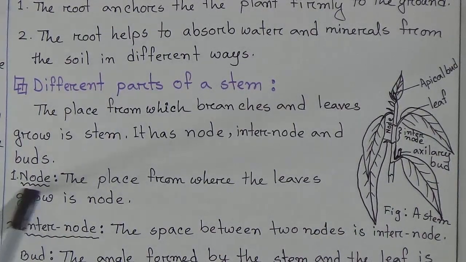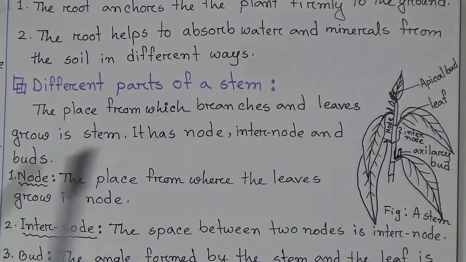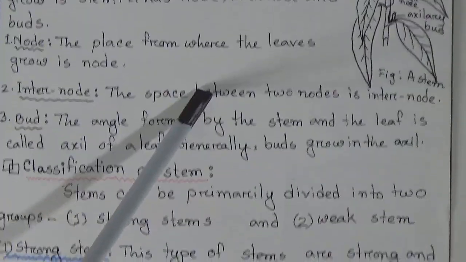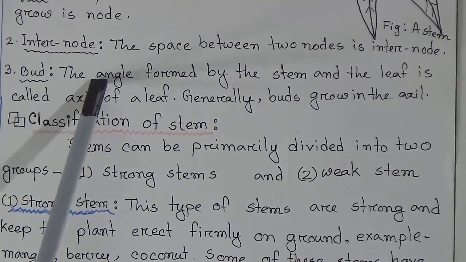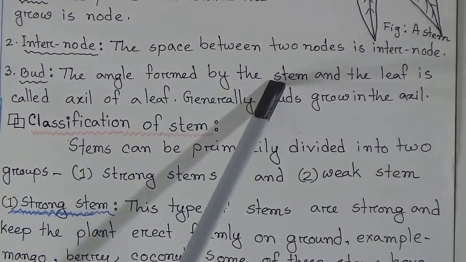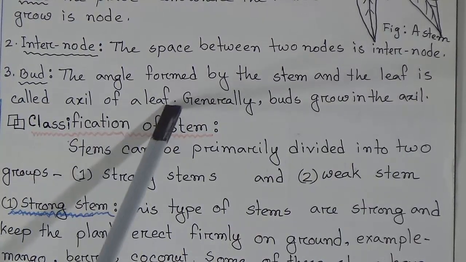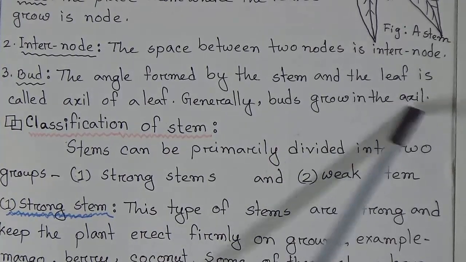Now come to the description of node. The place from where the leaves grow is the node. The internode is the space between two nodes. The angle formed by the stem and the leaf is called the axil of a leaf. Generally, buds grow in the axil.